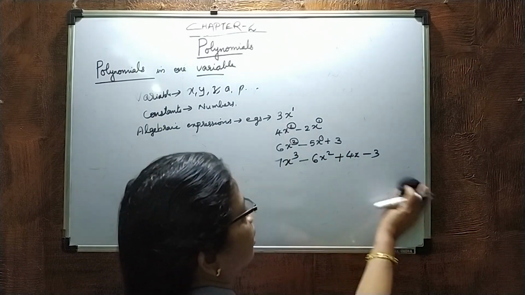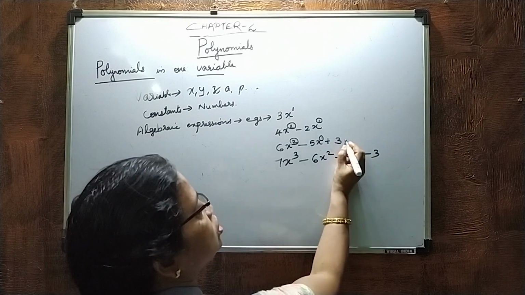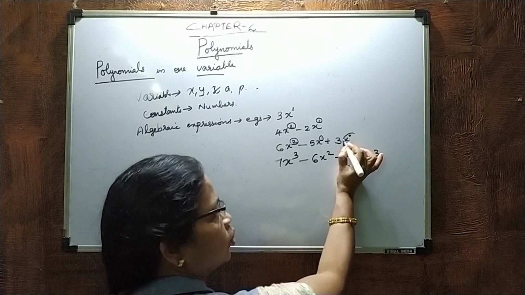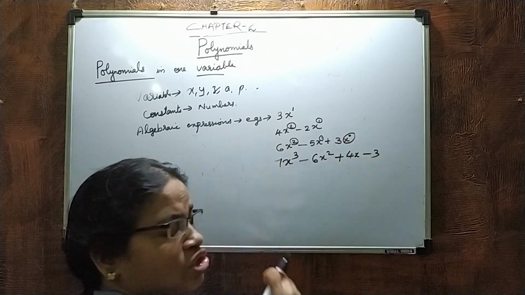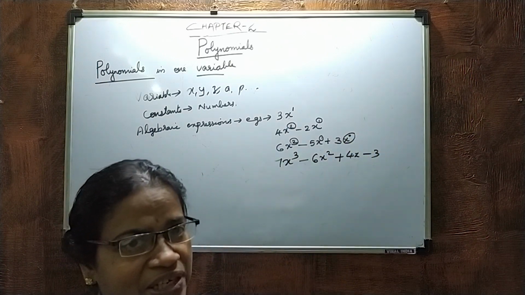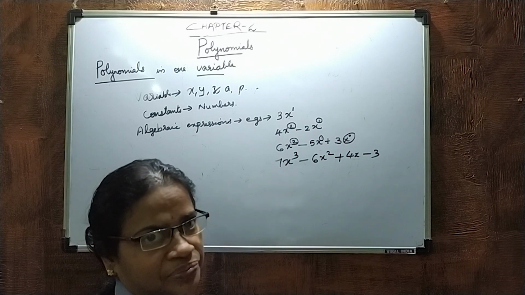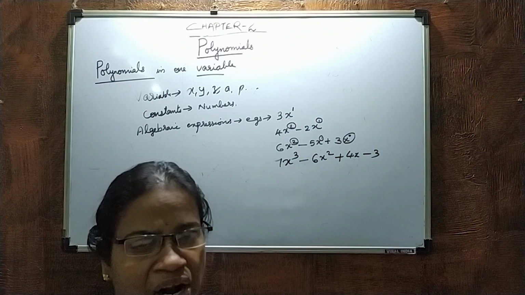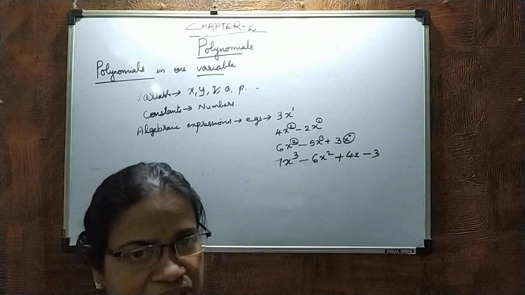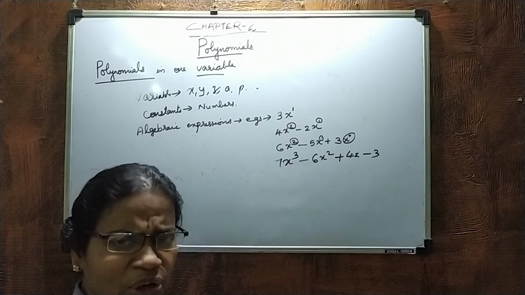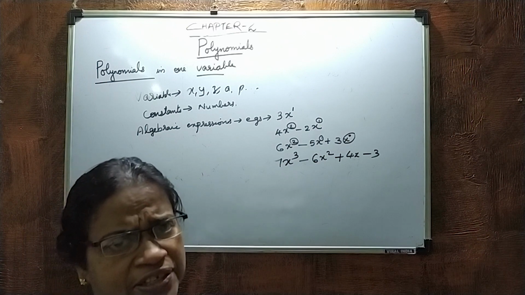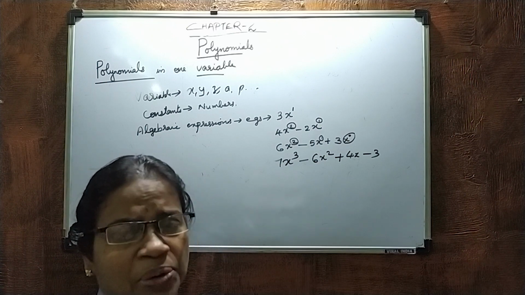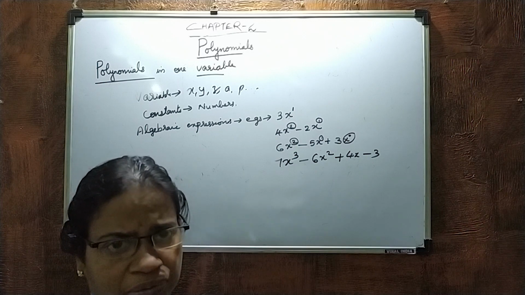So here x raised to 0 is there. No need to write this x raised to 0, you have to calculate it in your mind. Any number, 9 means 9 into x raised to 0, 100 means 100 x raised to 0. That is also an expression, since a constant and a variable come together.